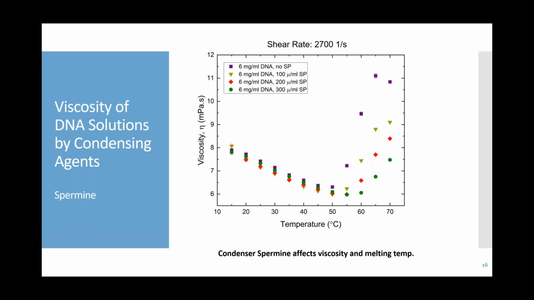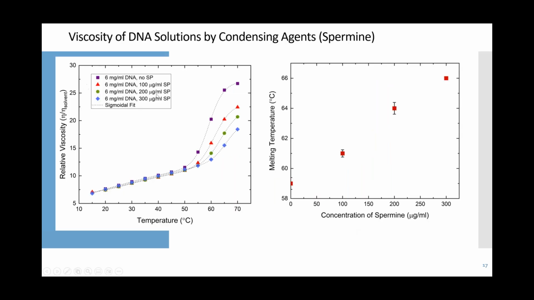The plot on the left shows the same samples as the previous slide and the corresponding sigmoidal fit for each curve. As Chrystian mentioned, we used sigmoidal fit to extract melting temperature. So the plot on the right shows melting temperature as a function of spermine concentration. I think now it's clear that with increasing concentration of spermine, the melting temperature shifts to higher temperature. For example, in the sample without spermine, the melting temperature is around 59 degrees C. However, in the 300 microgram per ml sample, melting temperature is around 66 degrees C.